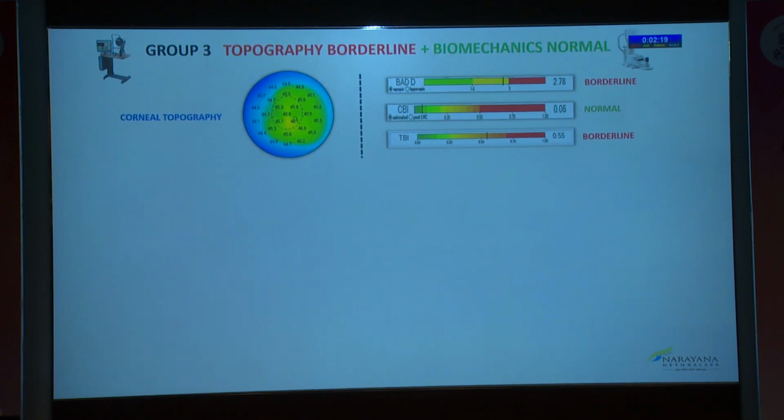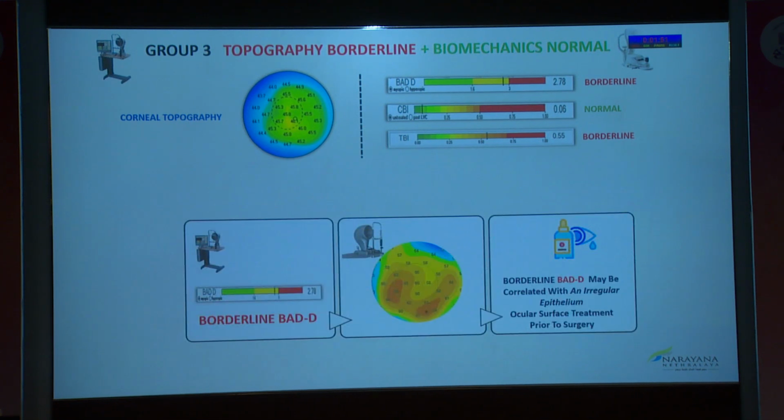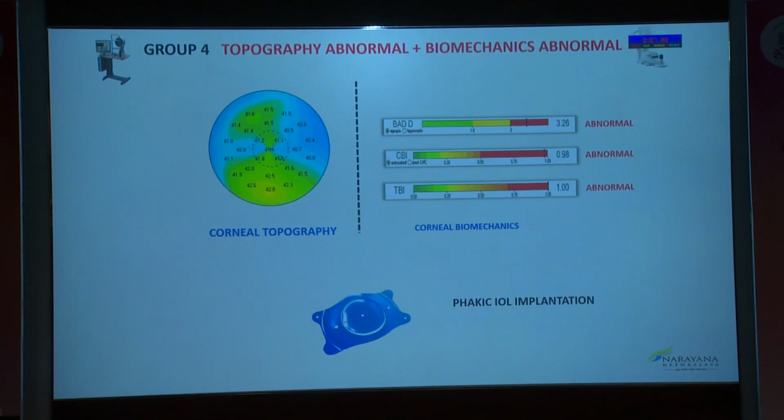The patients having a borderline topography with normal biomechanics and a good quality scan, the epithelium was checked. The ones with normal epithelium were planned either for a phakic IOL or trans-PRK. The ones with abnormal epithelium were treated for ocular surface inflammation, as the borderline bad D was correlated with this abnormal epithelium, and then were planned for LASIK or SMILE after 6 months. The ones with poor scan quality and abnormal angle kappa were re-evaluated and then planned for the surgery. Those patients with an abnormal topography and abnormal biomechanics were planned for phakic IOL implantation.